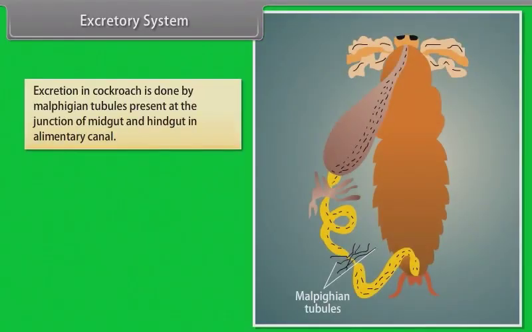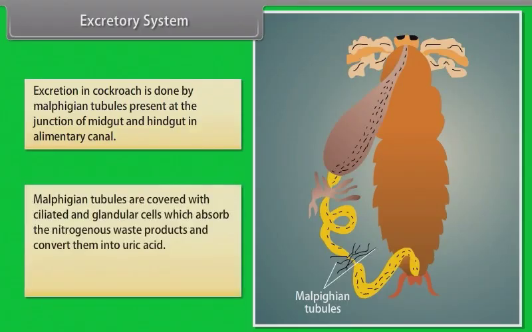Excretory system. Excretion in cockroach is done by Malpighian tubules present at the junction of midgut and hindgut in the alimentary canal. Malpighian tubules are covered with ciliated and glandular cells which absorb the nitrogenous waste products and convert them into uric acid. This type of excretory system is known as uricotelic.